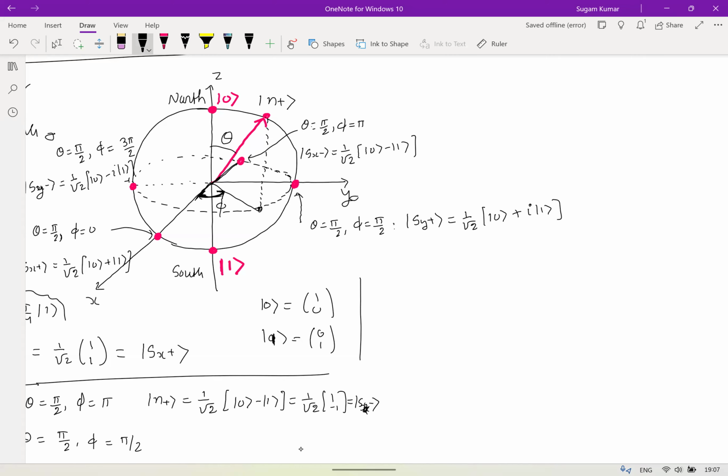So this is how you can locate the spin states on the Bloch sphere, on the Bloch surface. So take a minute and just try to absorb it, and also let me know if we have any further question.